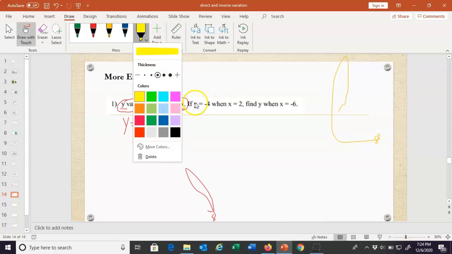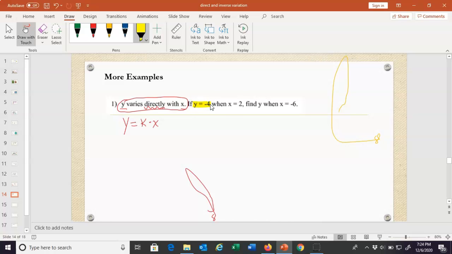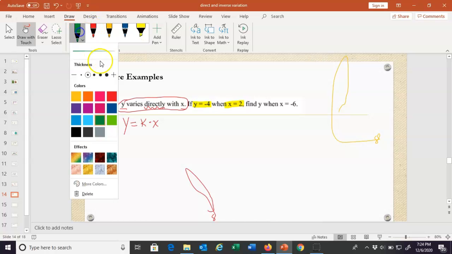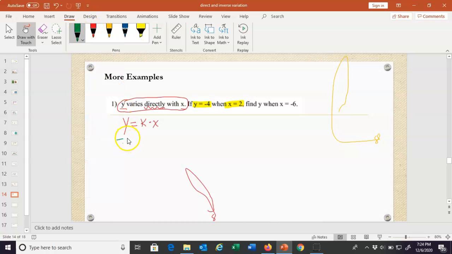Then it tells you if y is -4 when x is 2. So let's try that. If y is -4, I'm going to plug in -4. I don't know k, but I do know x is 2. So I plugged that in. So let's solve for k. We're going to divide both sides by 2, and we get k equals -2. Now we have that very special k value.